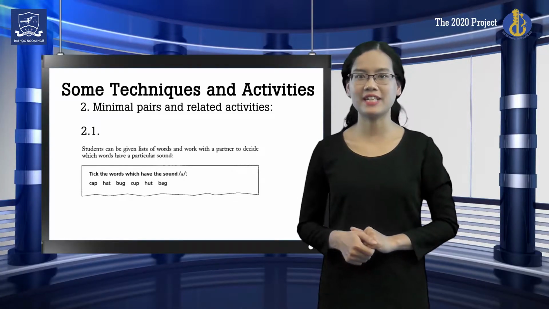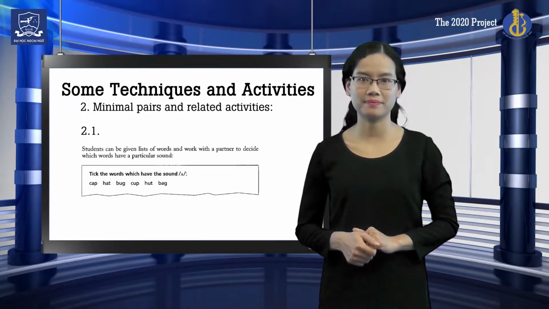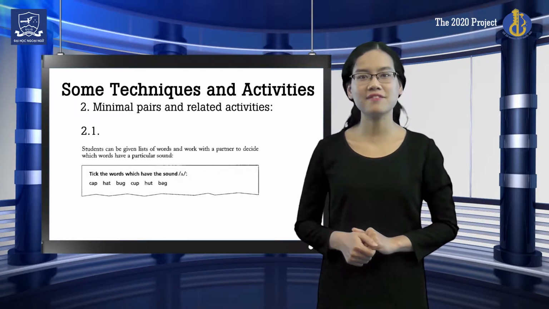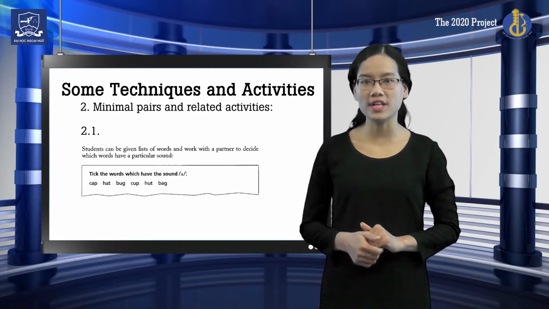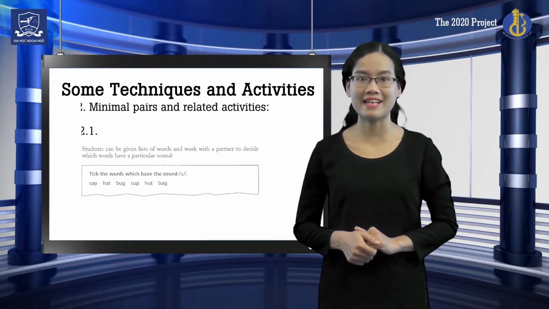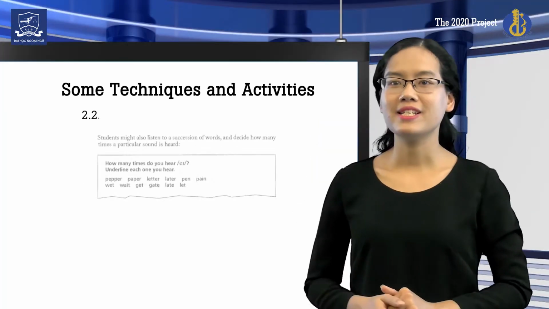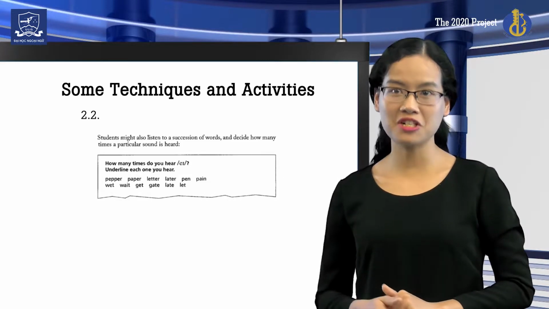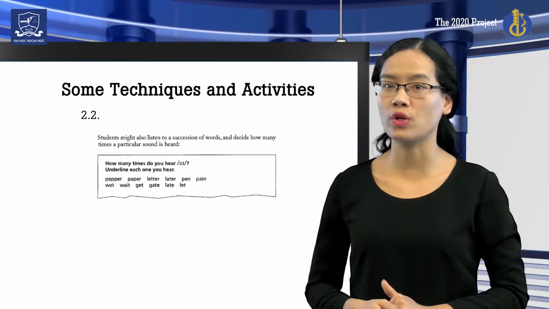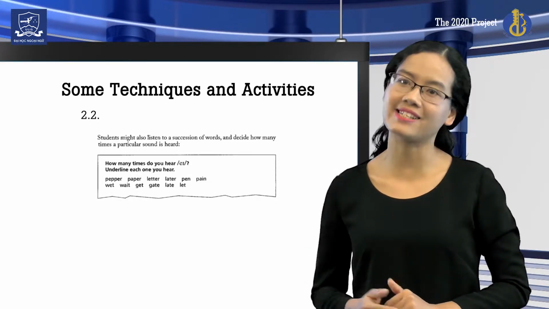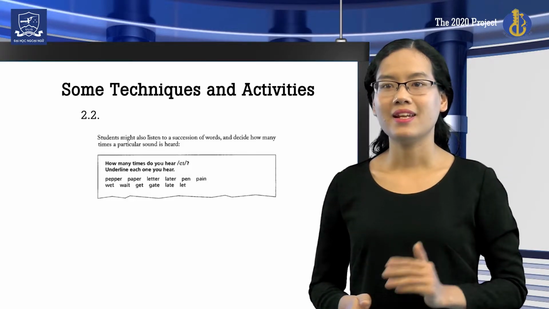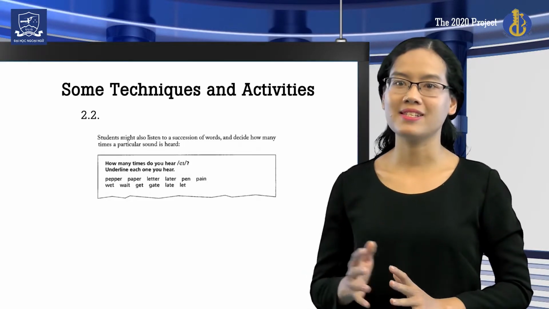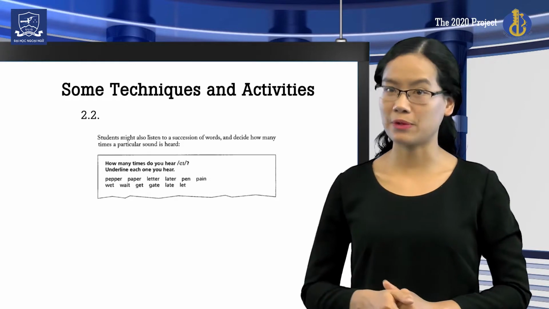The first activity can be identifying. In this activity, students decide which words have a particular sound. Or students are given a succession of words and decide on which words carry the target sounds. Like in this example, the sound A is the target one.